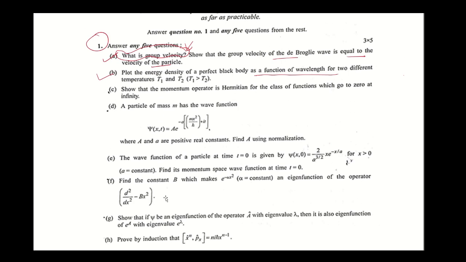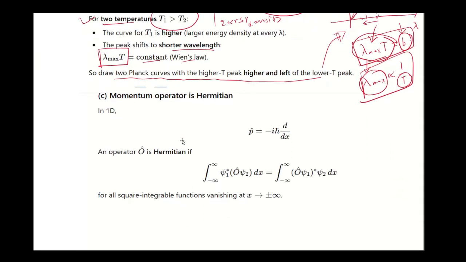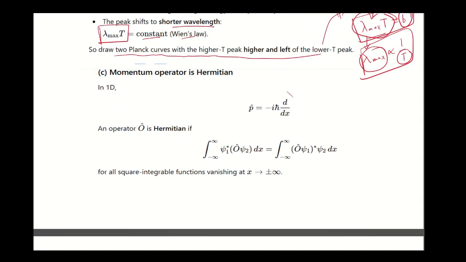Next question: show that the momentum operator P is Hermitian for the class of functions which go to 0 at infinity. We know that the momentum operator is minus iota h cross grad, in general, and minus iota h cross del x if we consider the coordinate along the x-axis. So what will be the answer of C? This is the momentum operator.